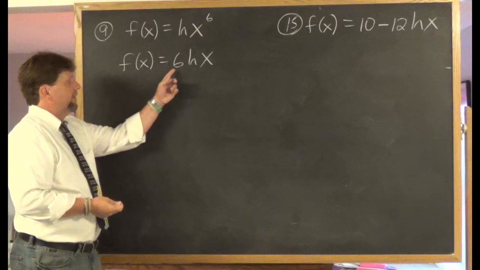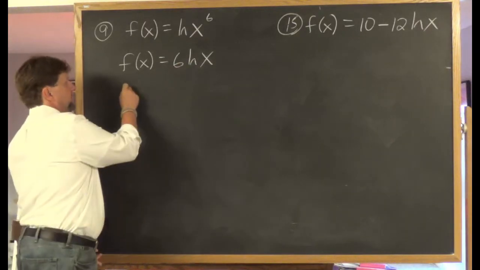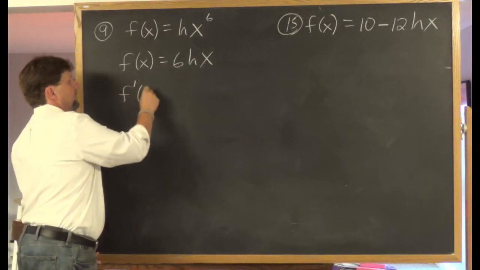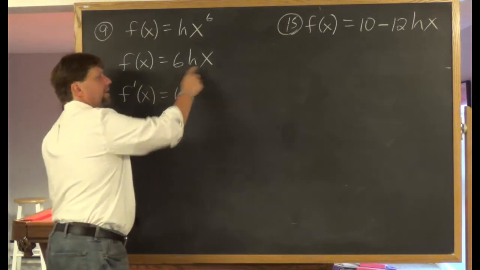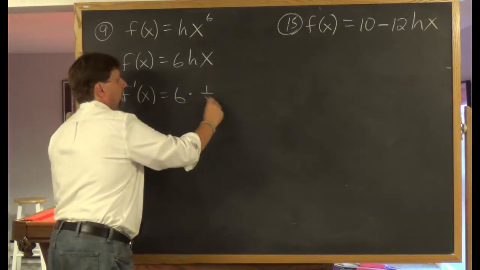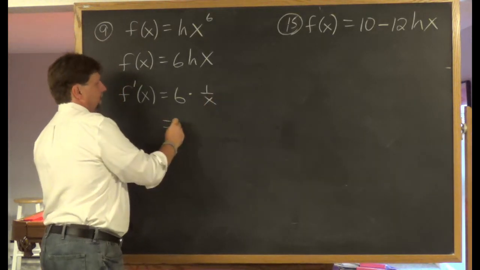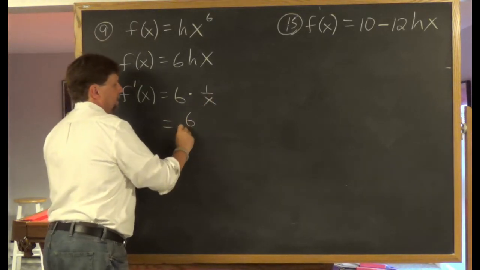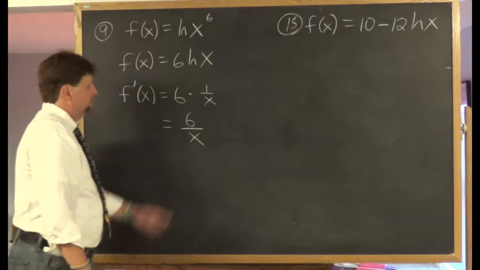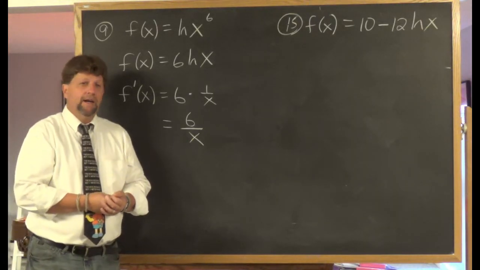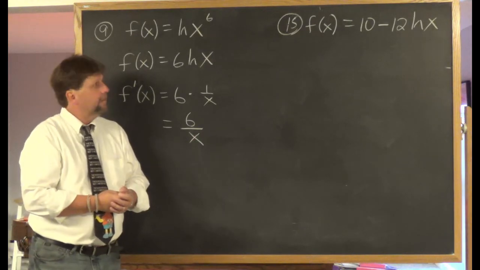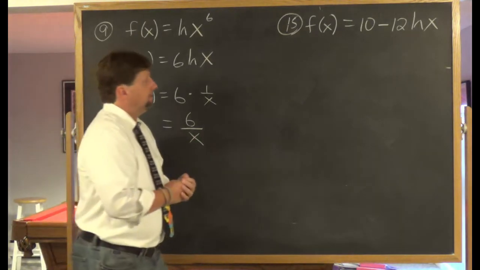Now to get the derivative, it's the constant multiple rule, so the derivative is simply 6 times, well, the derivative of ln x is 1 over x, and I'd multiply those together to get 6 over x. So that's the answer for number 9. That's the derivative for number 9. Hopefully you got that. Let's check out number 15.